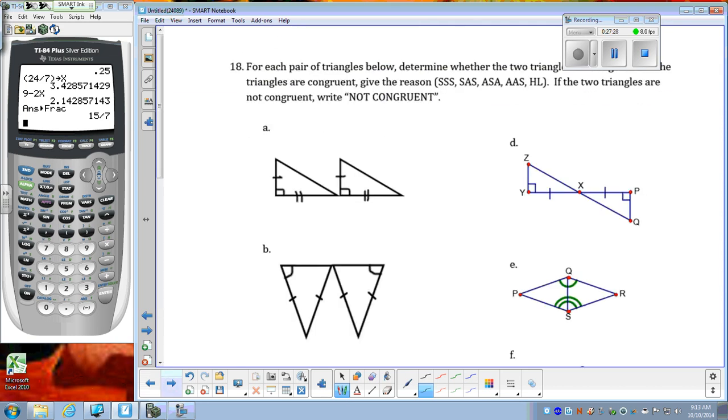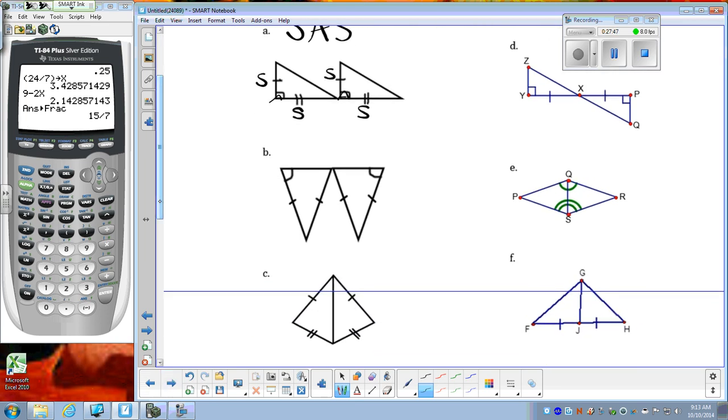Next page. Number 18. I want to identify how do I know these are congruent. Well, I have this side congruent to this side. I have an angle congruent to an angle. And I have these bottom pieces congruent. So I know that this is side angle side. In B, I know that these two sides are congruent to these two sides and these two angles. So I have angle, side, side, but I don't have a right angle. So these are not congruent because angle, side, side doesn't work.